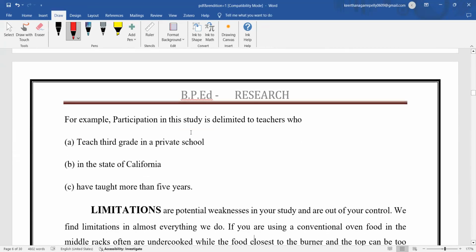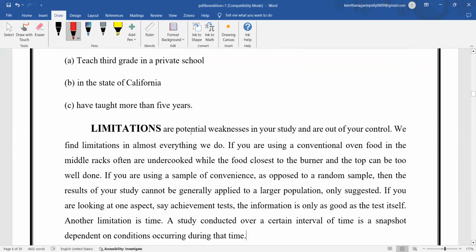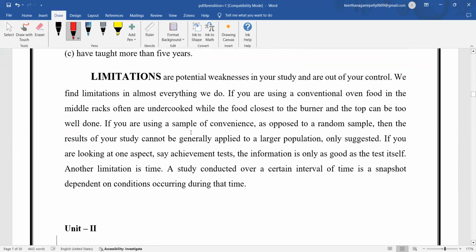Next comes limitations. Limitations are nothing but potential weaknesses in your study that are out of your control. Delimitations are the things which are in the control of a researcher, the boundaries of the research study. So let me give you a clear example, so that it will be very easy for you.